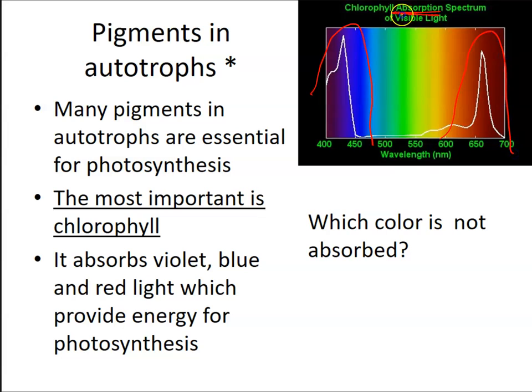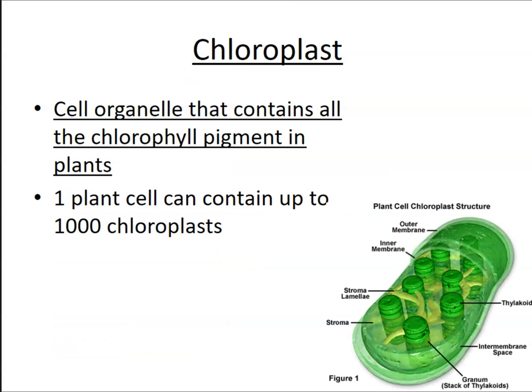So this is the absorption, which colors of light, which wavelengths of light chlorophyll absorbs. The chloroplast is the cell organelle that contains the chlorophyll pigment. The chlorophyll pigment is located in these little discs. There are tons of these little discs, and one plant cell can contain up to 1,000 chloroplasts, and all of those chloroplasts are designed to photosynthesize.